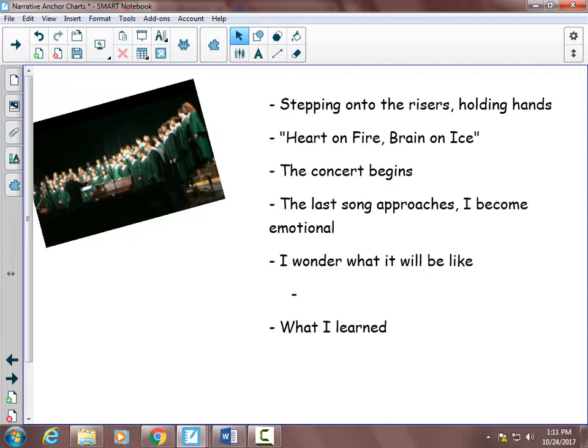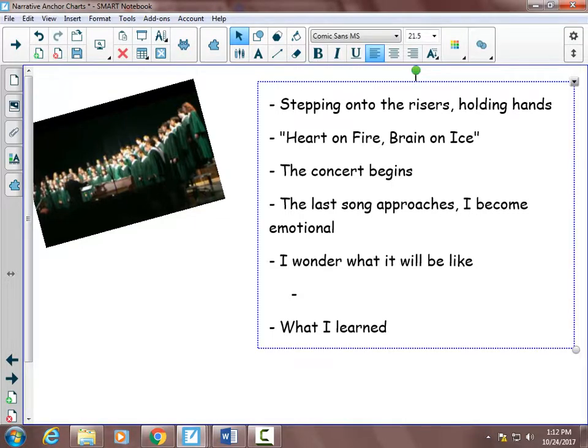So we know in my story, my problem is that I've hit the last song, and now I'm panicking. What's it going to be like? What's going to change for me? So now I want to flash forward. Does anybody have any ideas of what could happen in my flash forward? So I'm wondering, what will my life be like without Vestal Voices?